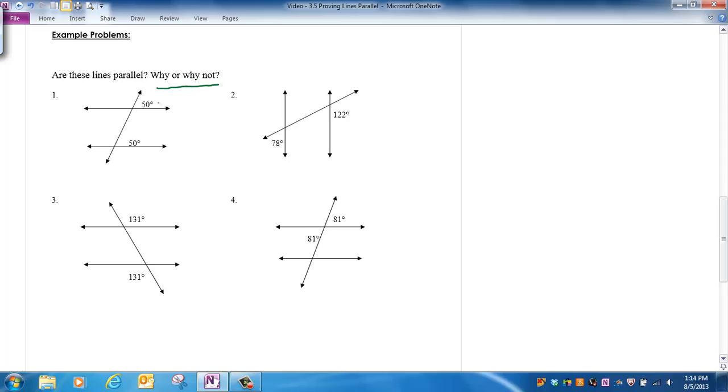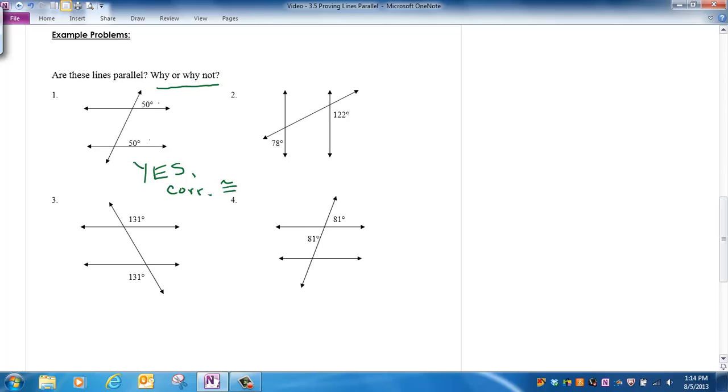If I have this kind of a pair, those were corresponding. And what had to be true about corresponding? They needed to be congruent. Well, does 50 equal 50? I think so. So I would say yes, these lines are parallel. The reason why is that my corresponding angles are congruent.